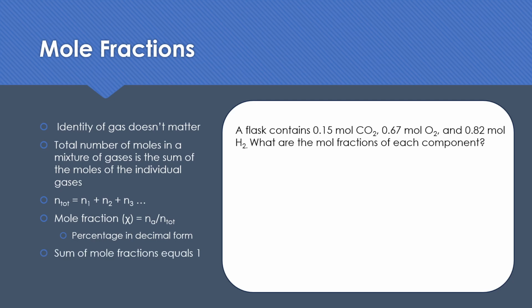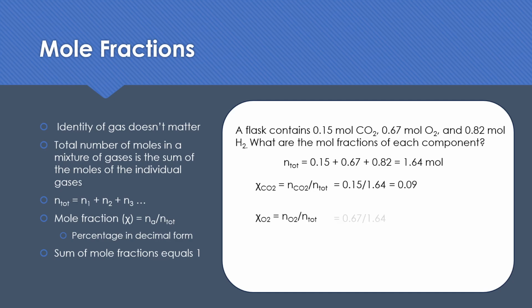So if a flask has 0.15 moles of carbon dioxide, 0.67 moles of O2, and 0.82 moles of H2, what are the mole fractions of each component? So the total moles, you just add them all together, 1.64 moles. The mole fraction of carbon dioxide is the moles of carbon dioxide divided by the total moles. So 0.15 divided by 1.64 or 0.09. Same for O2, 0.67 divided by 1.64 or 0.41. And then H2, 0.82 divided by 1.64 or 0.50. You add them up, they add up to 1.